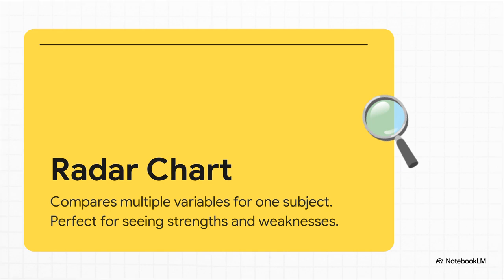Okay, next tool from the kit. This is a radar chart, sometimes called a spider chart. This one's perfect for when you want to look at just one thing, but see how it measures up across a bunch of different categories. It gives you this instant profile, all its strengths and weaknesses, clear as day.